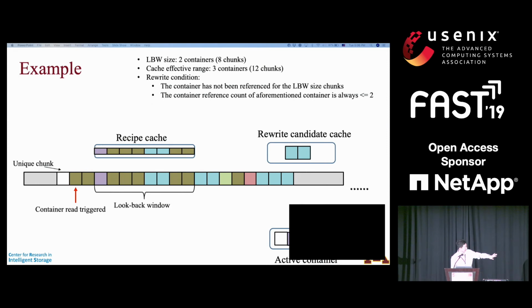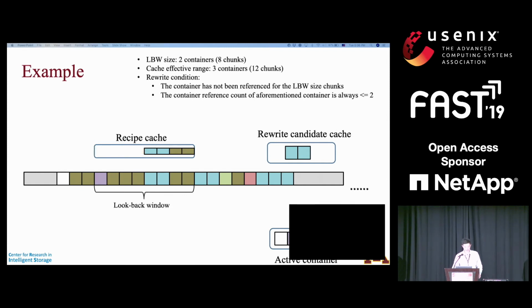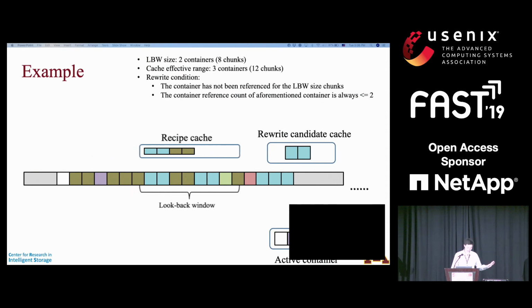Then we will check the brown chunks from the container read point to the cache effective range covered space. If a chunk is not covered by this cache effective range, we need to rewrite it. So we can see all of them are covered, so we don't need to rewrite any of the brown chunks. For the next step, we drop the cache and move forward. Then new recipe entries are added to the recipe cache.